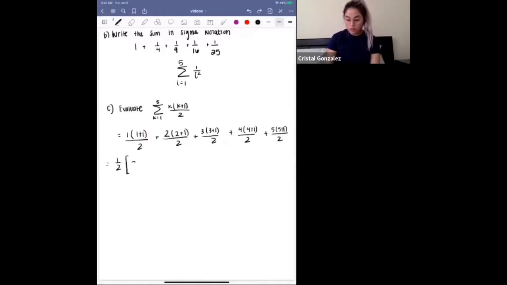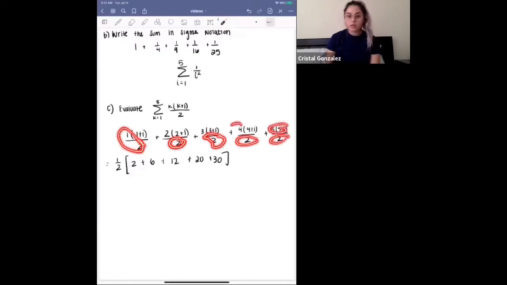So I'll get 2. And then here I'll get 2 times 3, which is 6, so plus 6, plus 3 times 3 plus 1, which is 12. So I'll get 12 here. And then plus 4 times that 5, that's going to be 20, and then 5 times that 6, which is going to be 30. So all I did was factor the 1/2 out of all of them since they all had that in common. And then I multiplied these two together to get my top.